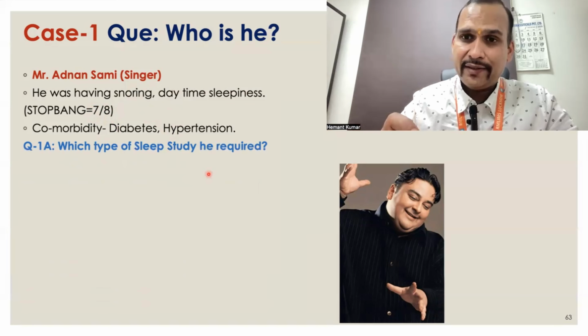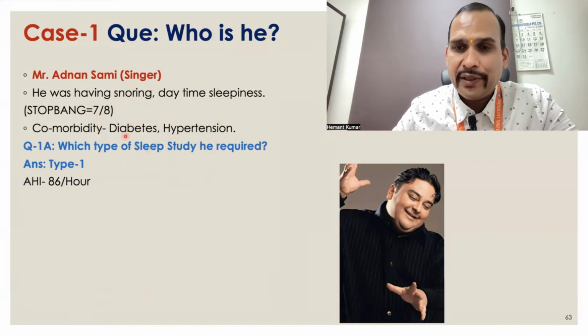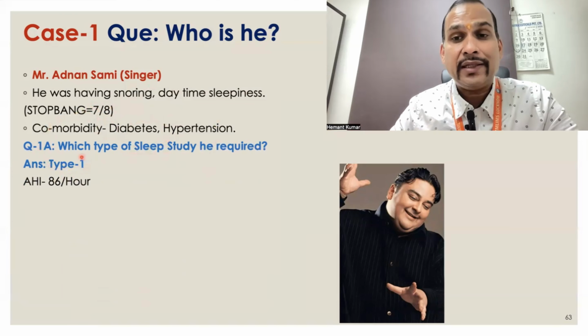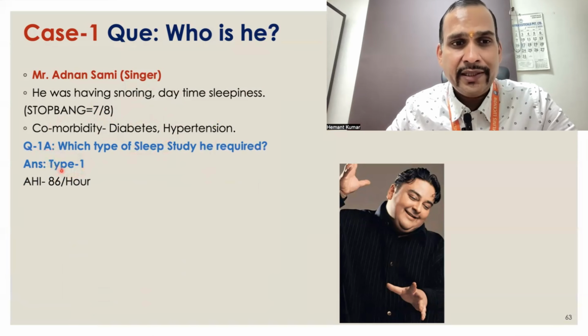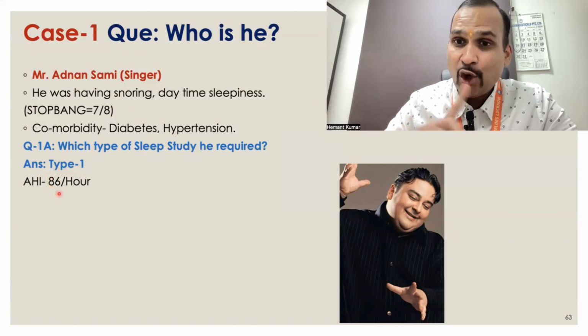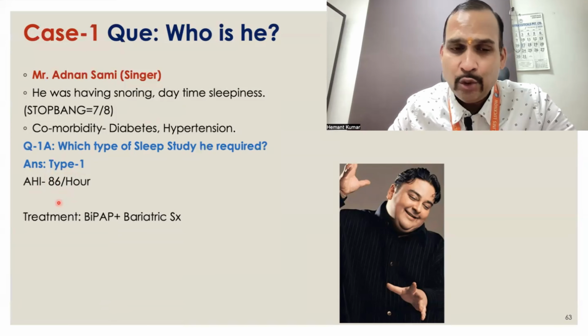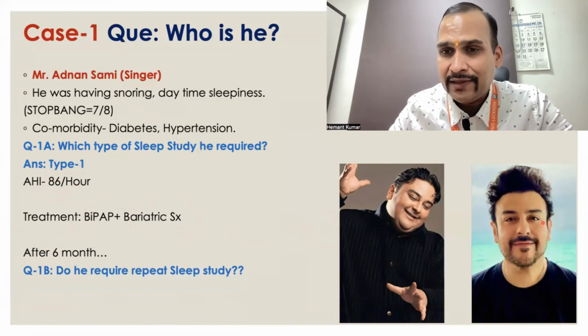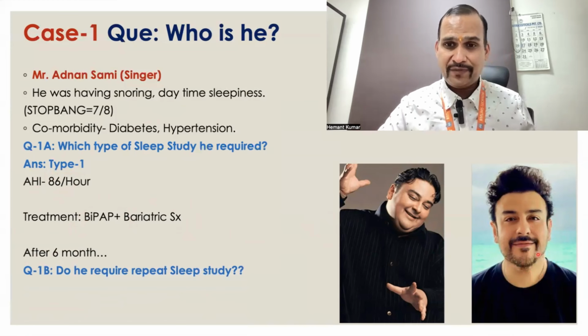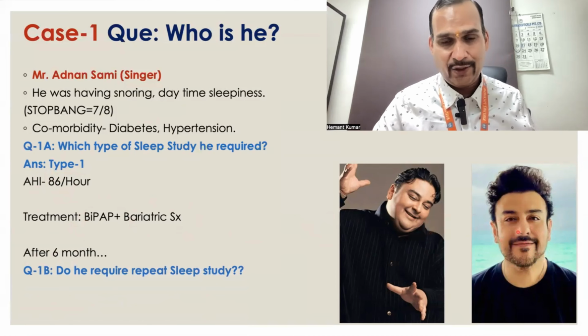Okay. So this person having comorbidities, definitely he required a type 1 study only. When somebody did a type 1 study, he had an AHI of 86. This is not real. This is hypothetical. He is severe OSA. So as you know, he used BiPAP and he underwent bariatric surgery for weight reduction. After bariatric surgery and BiPAP, he looks like this. This is a complete transformation. He was obese and now he is a smart guy.